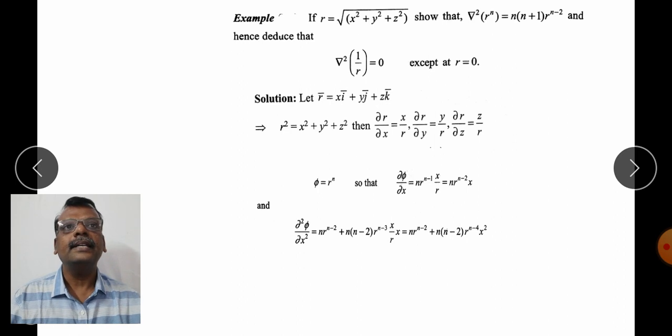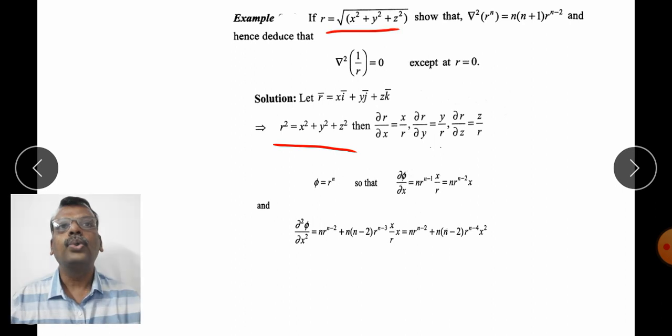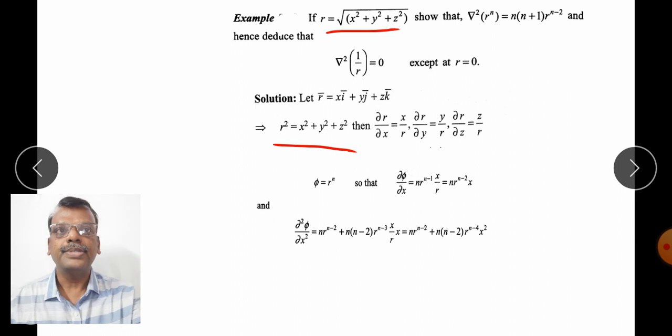Let us take r bar is equal to x i bar plus y j bar plus z k bar, and r square is equal to x square plus y square plus z square, given that r is equal to root over x square plus y square plus z square. Now differentiating partially with respect to x, with respect to y and with respect to z, therefore dou r by dou x is equal to x by r, dou r by dou y is equal to y by r, dou r by dou z is equal to z by r.